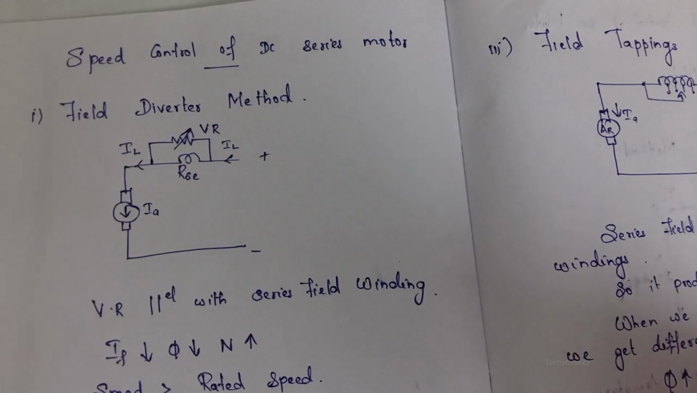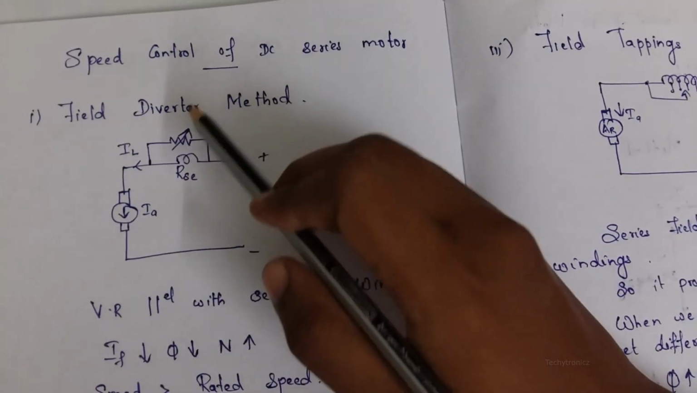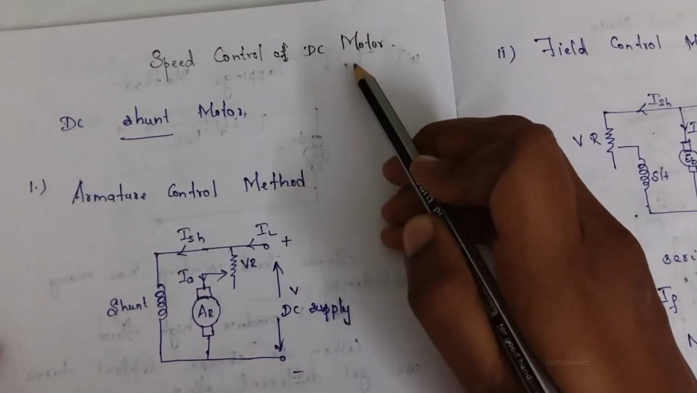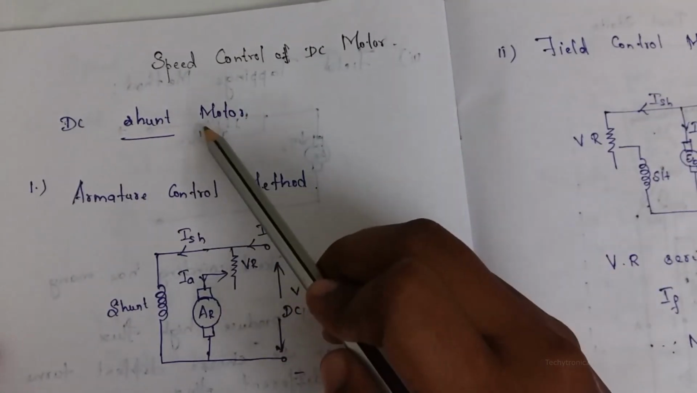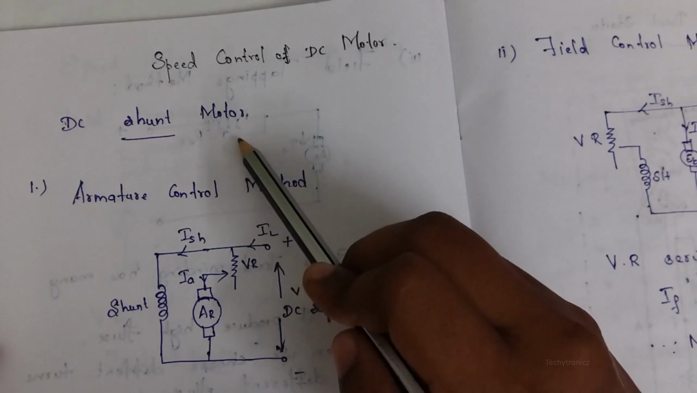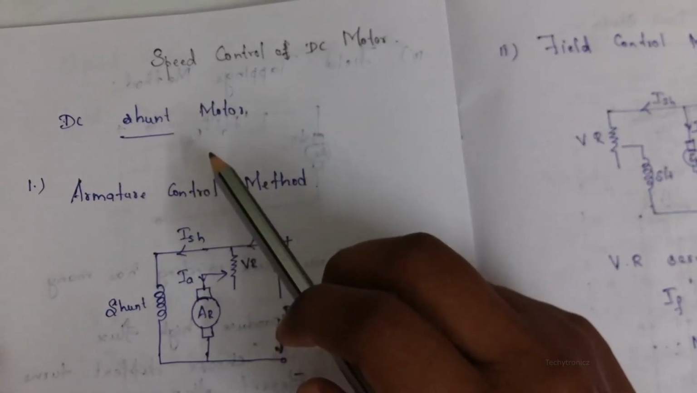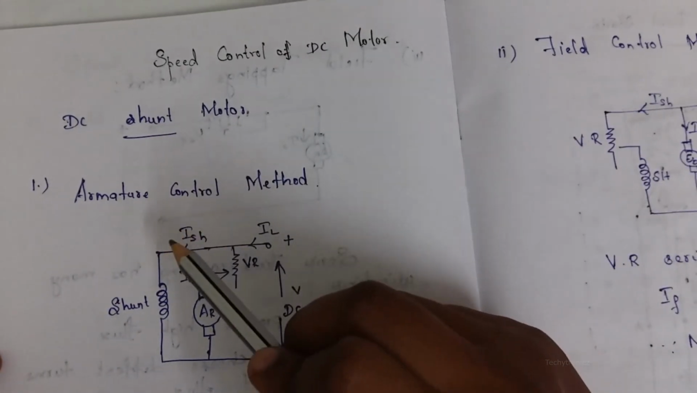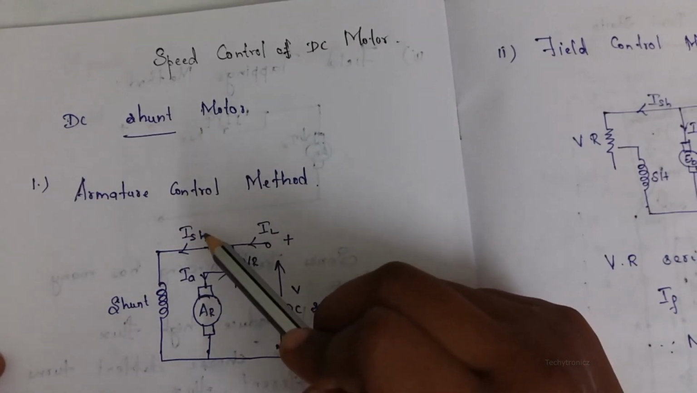Hi students, today we are going to learn about speed control of DC motors. We have different methods of speed control. For the DC shunt motor, we have different speed control methods, and for the DC series motor, we have different speed control methods. Normally in industries, there is a need of increasing or decreasing the speed of DC motors.